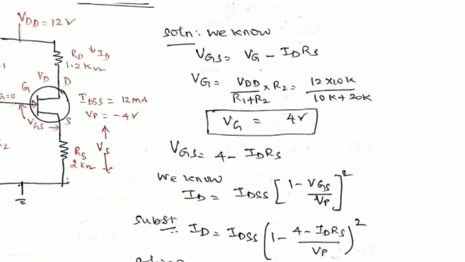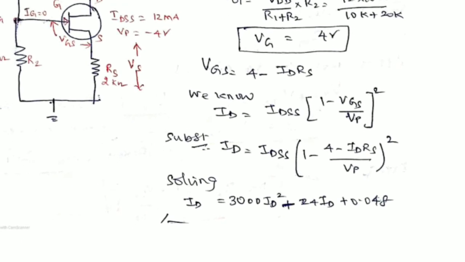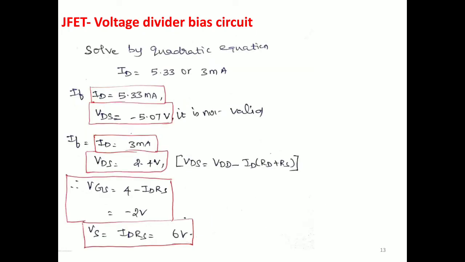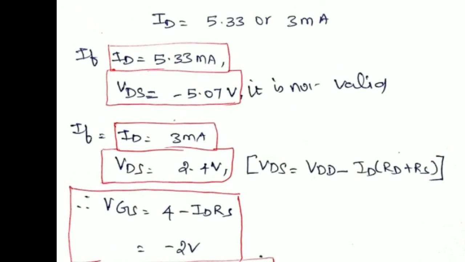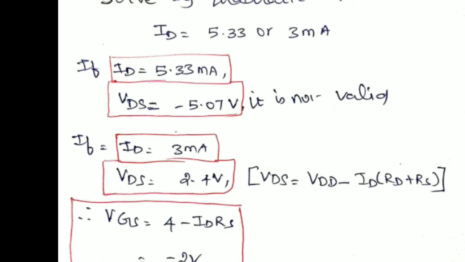What about your ID? It's an unknown value. ID is equal to IDSS into 1 minus VGS by VP, the whole square. So we are getting a second order equation. How to solve a second order equation? By means of the quadratic equation. By solving the quadratic, ID is equal to 5.3 or 3 milliamps. If you take 5.3 milliamps, our VDS is a negative value, so practically it is not possible. So we go for the other ID value, 3 milliamps.